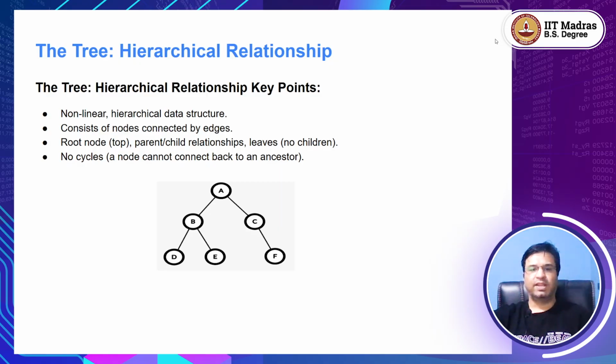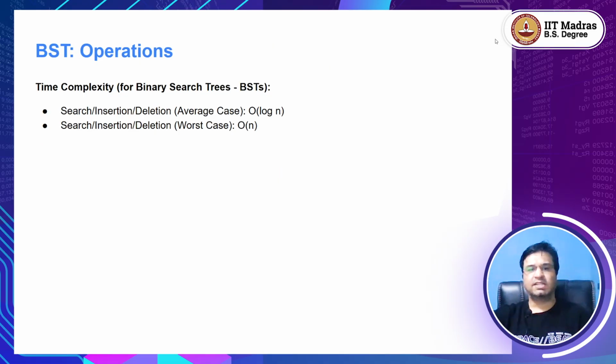There are many types of trees, but one of the most common and useful is a binary search tree. In a BST, for every node, all values in its left subtree are less than the node's value, and all values in its right subtree are greater than the node's value. This specific ordering makes searching very efficient. Let's discuss time complexity for a BST.